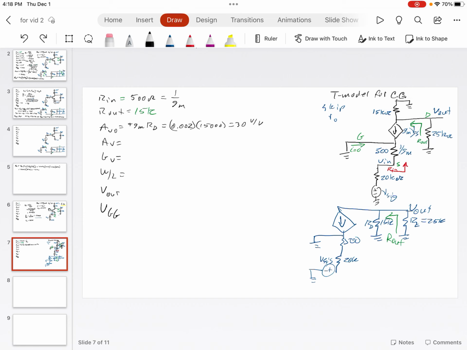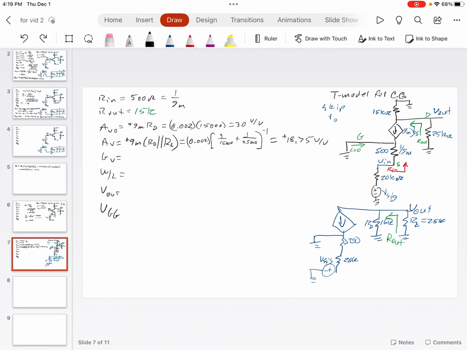That's without the load resistance. If we include the load resistance, then we've got these two in parallel, just like I went over. So then we have AV, that would be plus GM times RD parallel with RL, which is actually the same as the output resistance. Well, no, it's RD, so it's 15K. So it's 0.002 times the parallel combination of 15K and 25K. If we run that through, we've got plus 18.75 volts per volt. So that's quite a drop in gain when we include this 25K resistor, but that's just how it is.